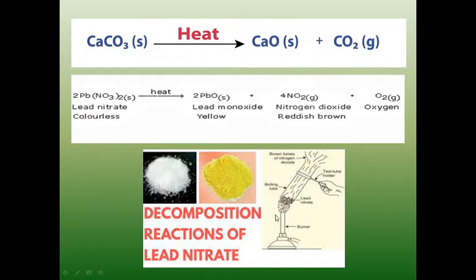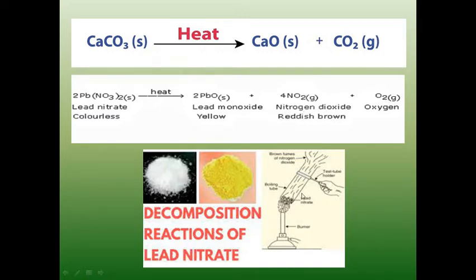You need again the boiling tube, and in the boiling tube you have to take a little amount, say 2 grams, of lead nitrate, and start heating it, and you will find that gradually the colorless lead nitrate changes to a substance which is actually lead monoxide. And here at the mouth of the test tube you will find brown fumes of nitrogen dioxide gas, and oxygen gas is not visible.